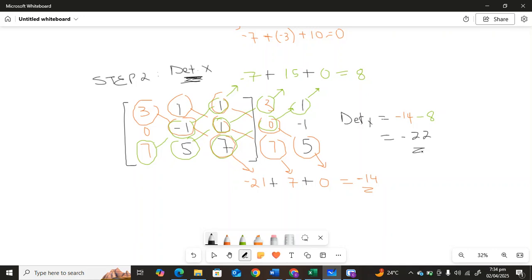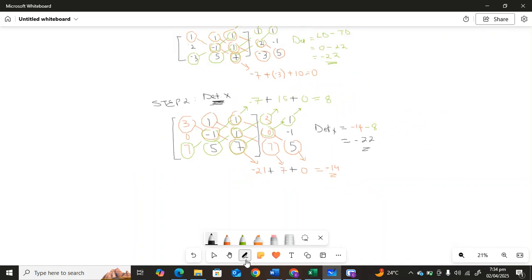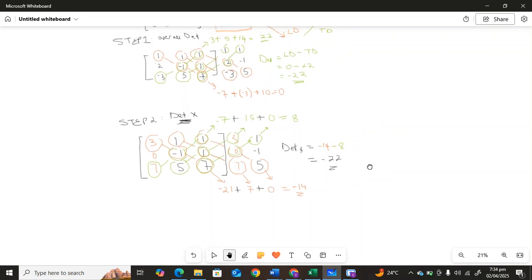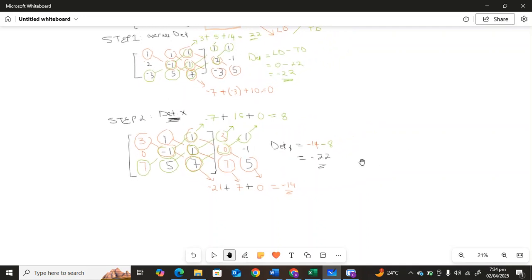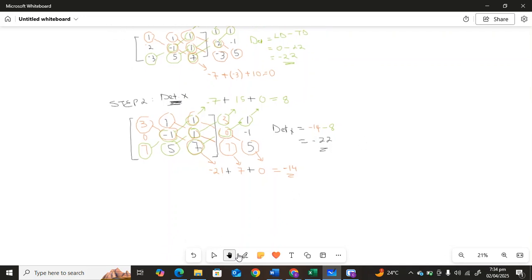All right, so any questions before we move to the next step? I hope we're seeing the pattern now. Once you get the pattern, because the pattern just repeats itself. Okay. Step 3, get the determinant for y.